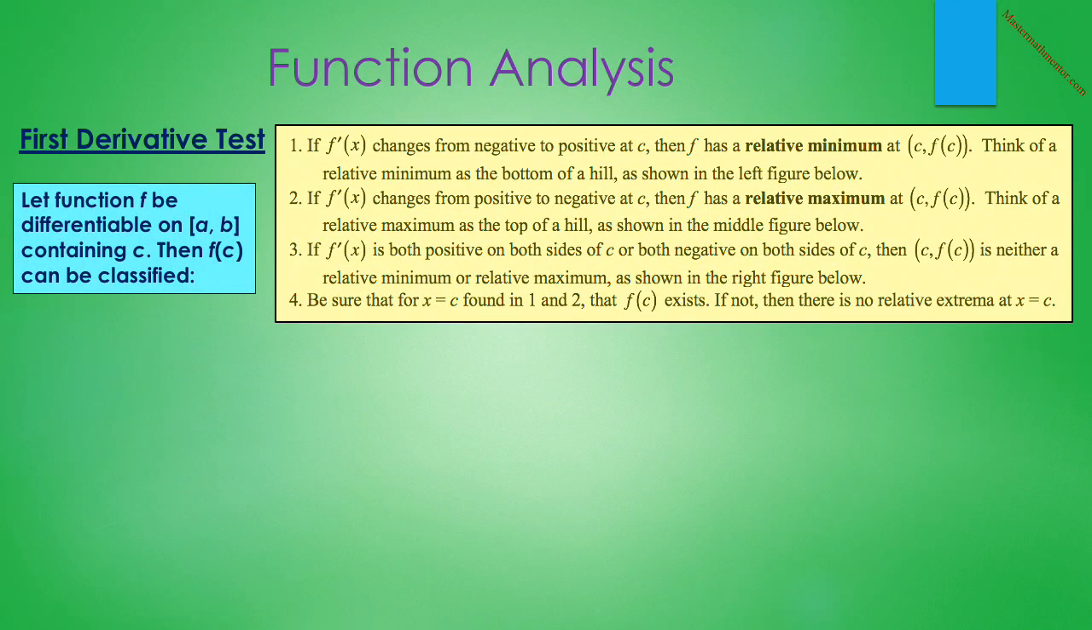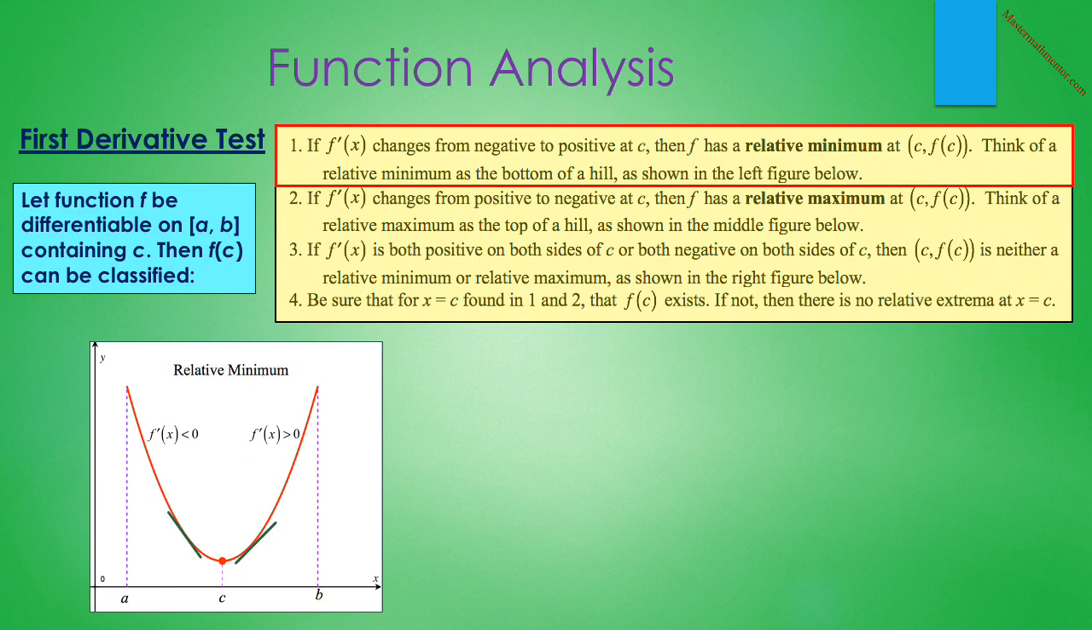We will now define 2 new terms with which you will become very familiar in this course, relative minimum and relative maximum. We have a test to determine whether a curve contains a relative minimum or relative maximum. It is called the first derivative test. It says that we have a function f differentiable on some interval (a, b) containing c. Then we can classify f of c in one of several ways.